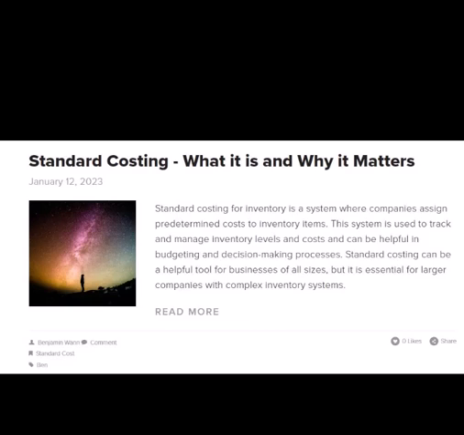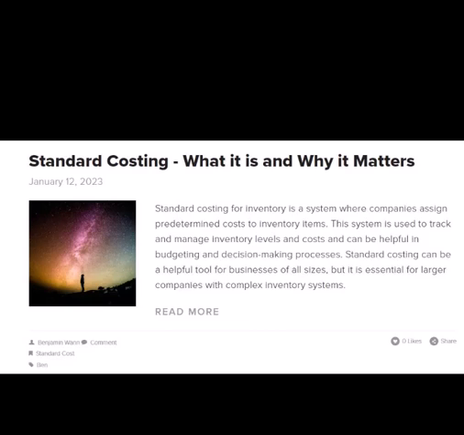One problem with standard costing is that it often relies on historical data, which may not be accurate or representative of current costs. For example, if the standard cost of a particular component has been based on the cost of the last batch of 10 purchased, but the price of that component has since gone up, the standard cost will be too low. This can lead to managers making decisions based on inaccurate cost information.